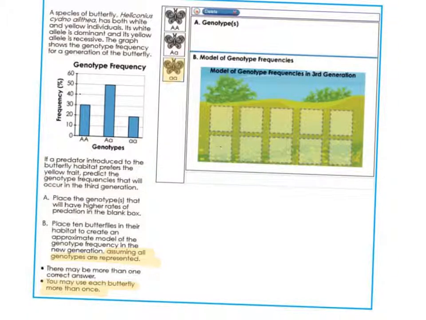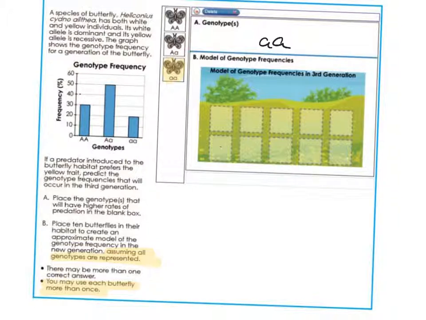Place the genotype that will have a higher rate of predation in the blank box for A. What would you put there? You say big A, little a. I'm going to read this again. Place the genotype that will have a higher rates of predation. What does higher rates of predation mean? They're going to eat more. So it's little a, little a. It's the yellow one. Right? So if you made that mistake, ask yourself, why did I not put little a, little a?